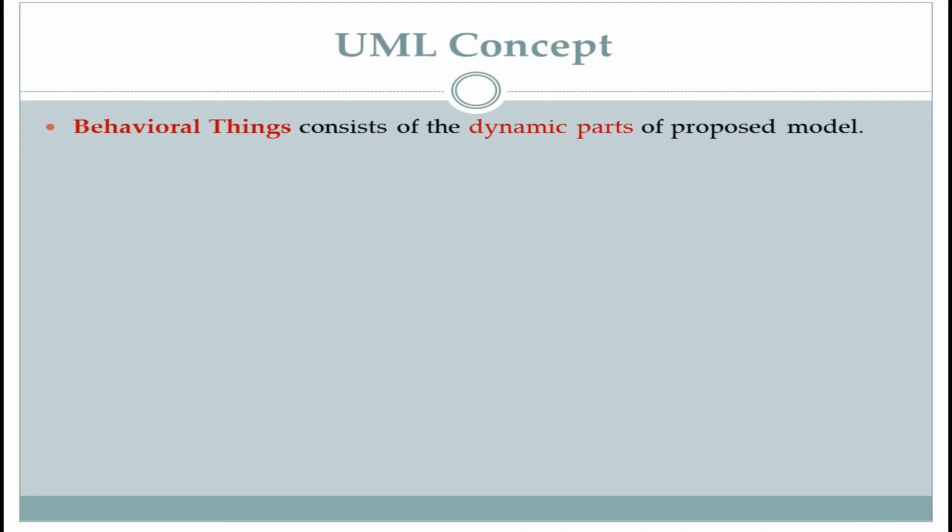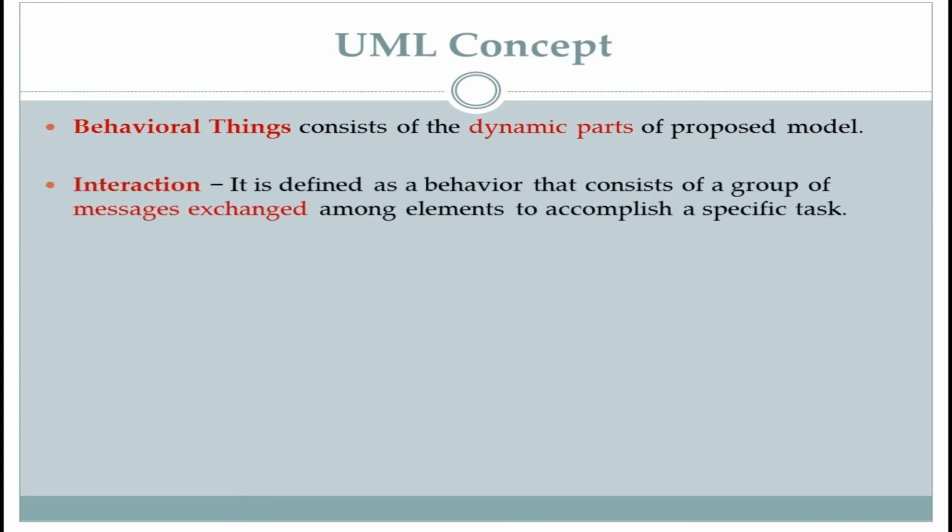The second kind of thing is behavioral thing. Behavioral thing consists of the dynamic part of the proposed system. The first kind of behavioral thing is interaction. Interaction is defined as a behavior that consists of a group of messages exchanged among elements to accomplish a specific task. To represent interaction graphically, it just requires a directed arrow and the name of the interaction over that arrow.